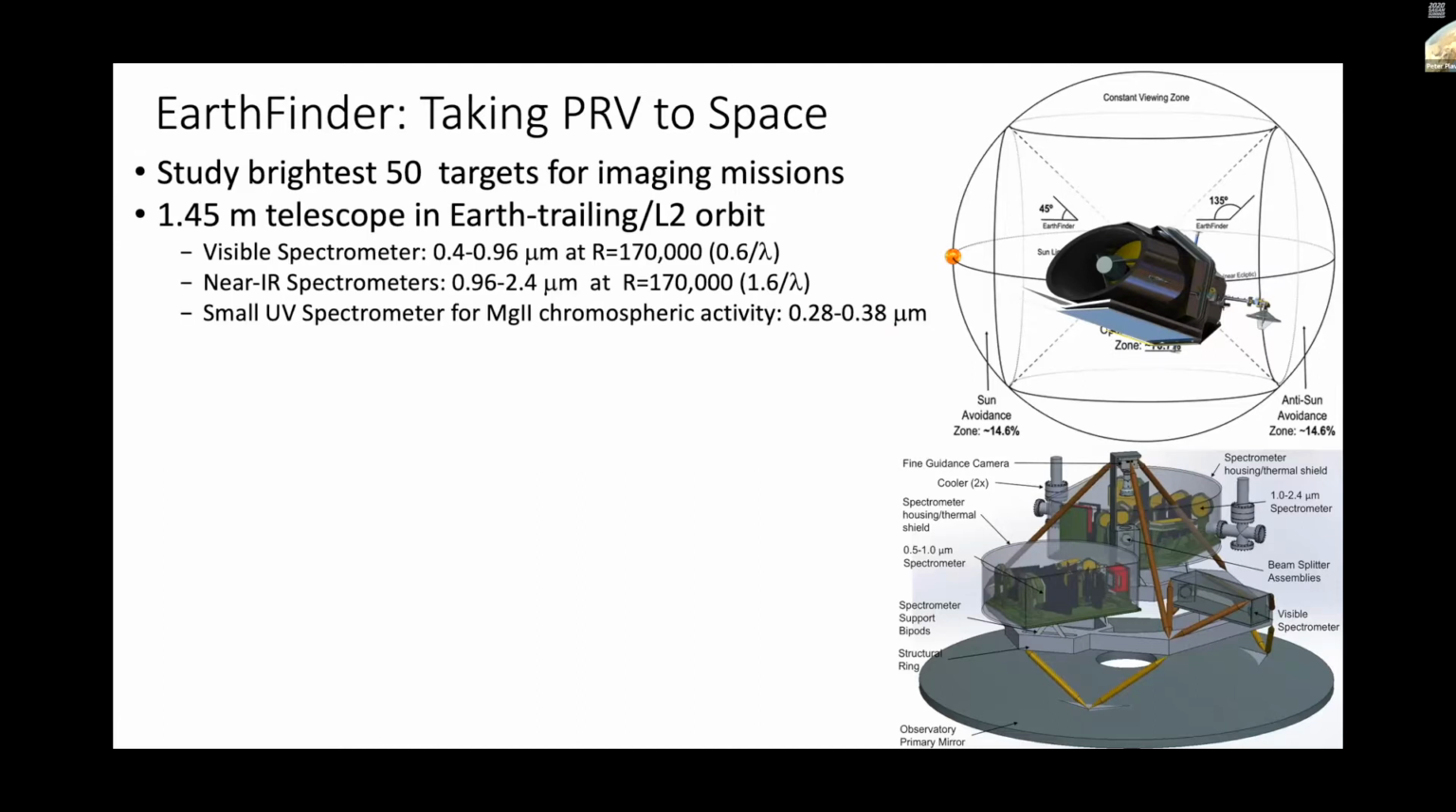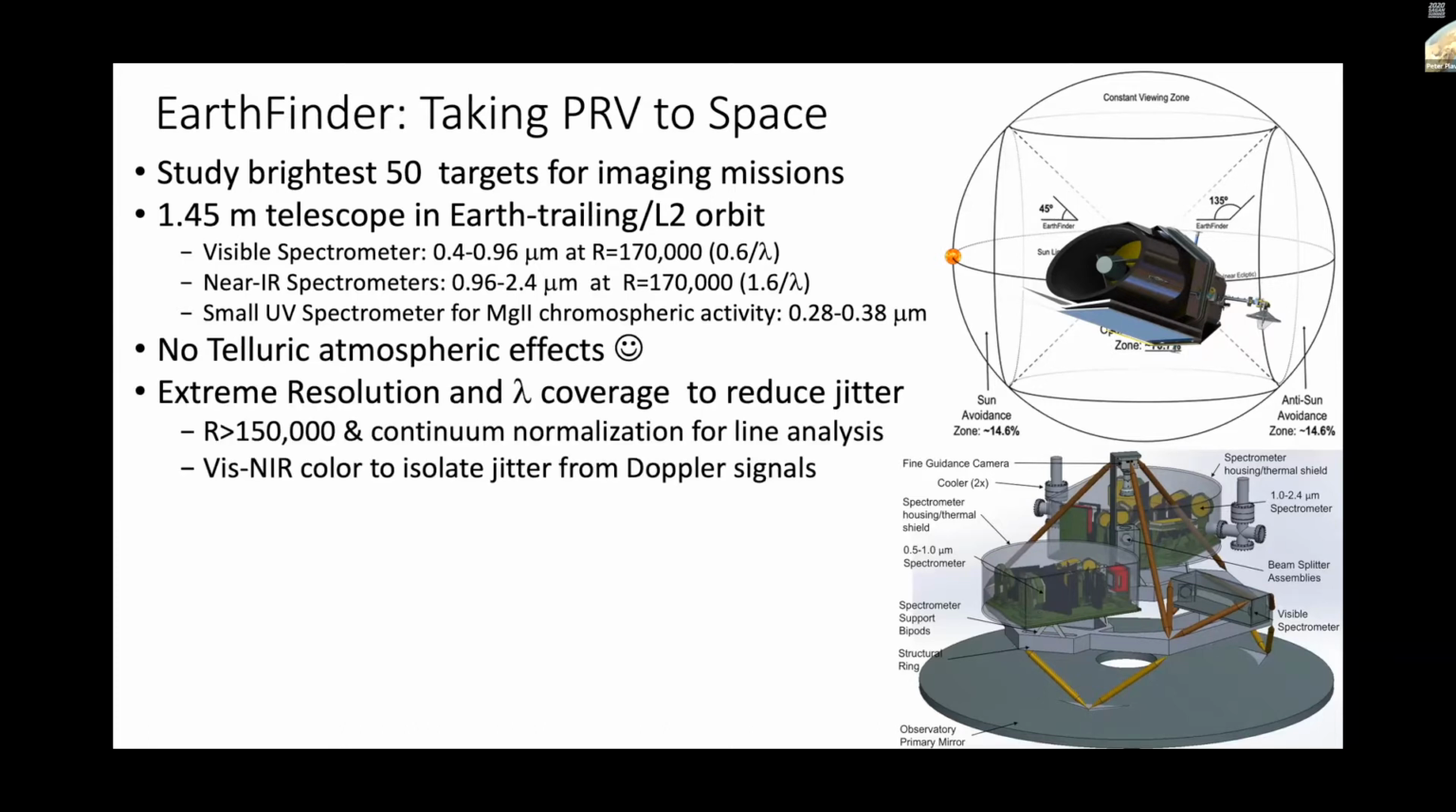We'd put it in an Earth trailing L2 orbit, and it would have essentially 3 arms of a spectrometer covering the visible all the way out to 2.4 microns in the near infrared. You could read more in my pre-recorded talk as to why having those additional wavelengths would be useful, or potentially useful anyway, for mitigating stellar activity, as well as a UV arm for chromospheric activity indicators at 2 different wavelengths, allowing us to probe 2 different scale heights in the chromosphere of stars. Whereas from the ground, we primarily can only do 1 chromospheric activity indicator. As mentioned, no telluric atmospheric effects, which we heard a lot about from Colin in the last talk. Those all go to 0.